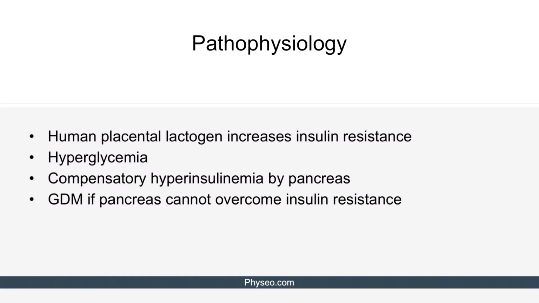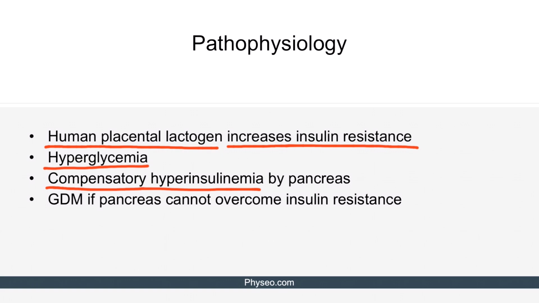All right, now let's discuss the pathophysiology. Syncytial trophoblasts of the placenta produce a hormone called human placental lactogen, which normally increases insulin resistance. Insulin resistance results in hyperglycemia, which in turn stimulates insulin release in high amounts. This phenomenon is called compensatory hyperinsulinemia.